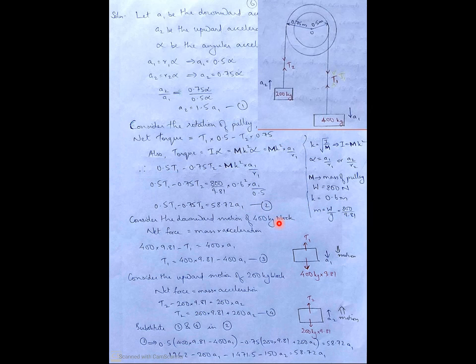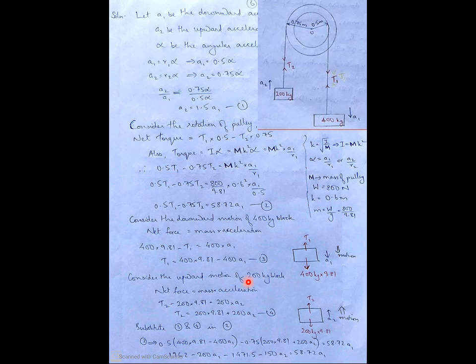Now apply Newton's second law for each case. Let us see the first case of the 400 kilogram block. If you draw the free body diagram, it will be like this: 400 kilogram weight acting downwards, tension T1 acting upwards. The motion is downwards, and A1 is the acceleration, so A1 is also downwards. So the net force in the direction of motion is 400 into 9.81 minus T1, equal to mass 400 into acceleration A1. Let it be equation 3.